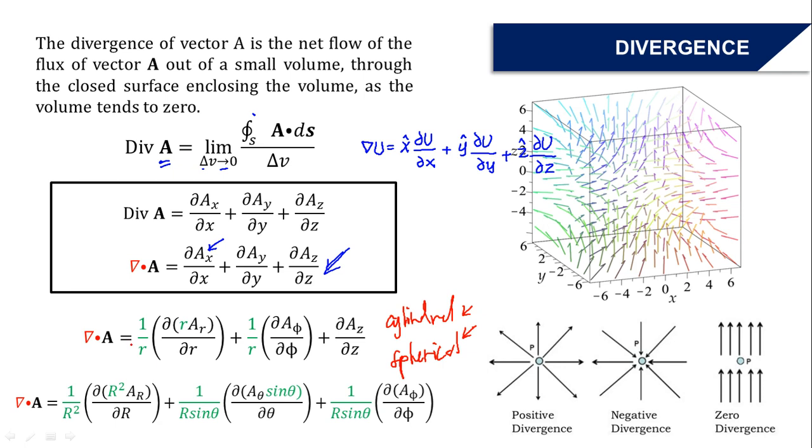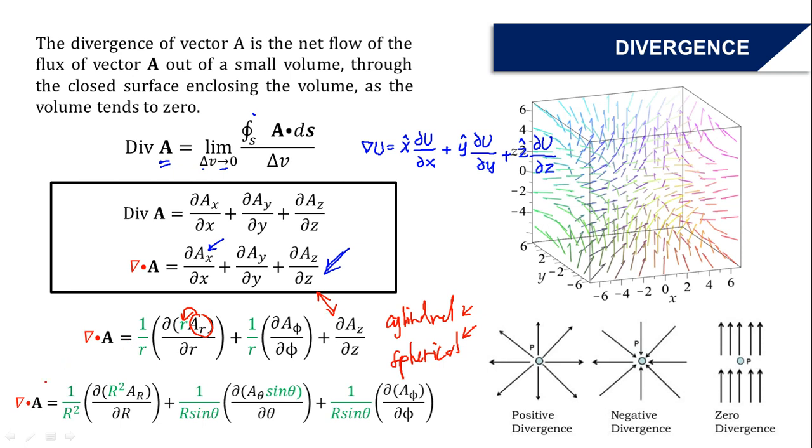Okay? So, yung formula natin sa del dot A is equal to 1 over R times the partial derivative of R times A sub R. So, kukunin muna natin yung A sub R and then i-multiply natin muna sa R bago natin kukuha ng partial derivative. Plus 1 over R times the partial derivative of A sub phi with respect to phi plus the partial derivative of A sub Z with respect to Z.